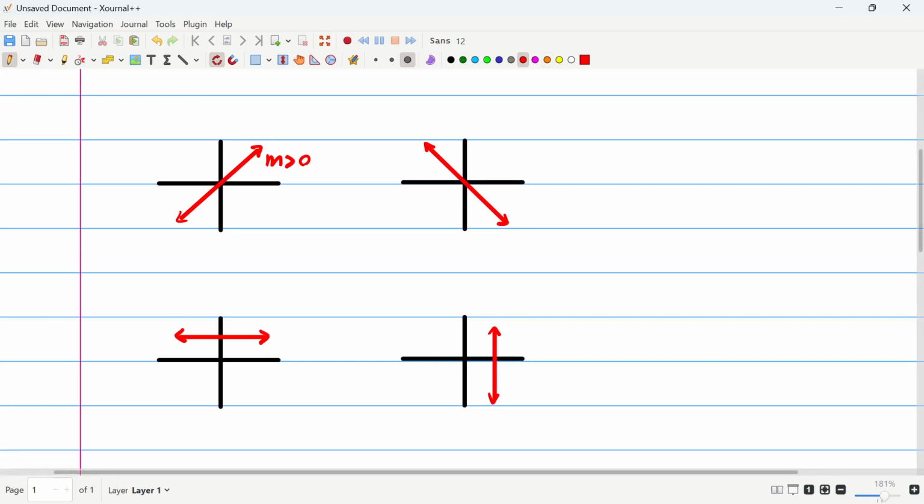For the next type of line, we can see it's decreasing from left to right. Notice how the values of y are getting smaller and smaller from left to right. So the more x values that we input, the higher the x value will be, the lower the y value will be. Meaning that the value of the gradient must actually be negative.